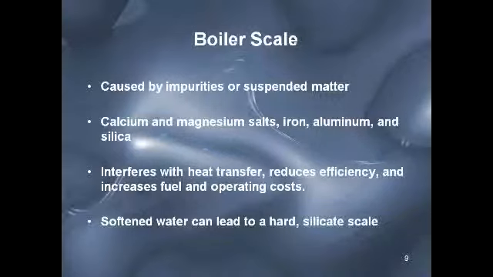Common feed water contaminants that can form scale include calcium and magnesium salts, iron, aluminum, and silica, as well as many others. These contaminants are less soluble in hot water than in cold, which causes them to precipitate out. In untreated systems, these precipitates then deposit onto the surfaces in the boiler. This will interfere with heat transfer, reducing efficiency and increasing fuel and operating costs. These deposits may also lead to hot spots, which can cause local overheating.